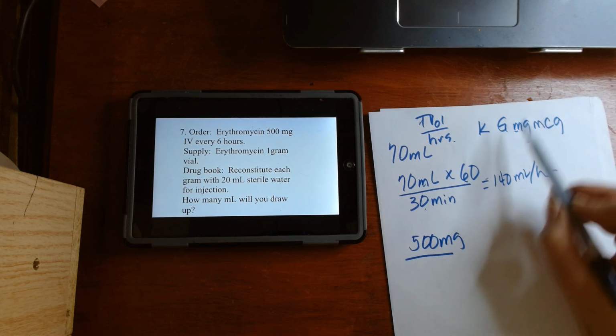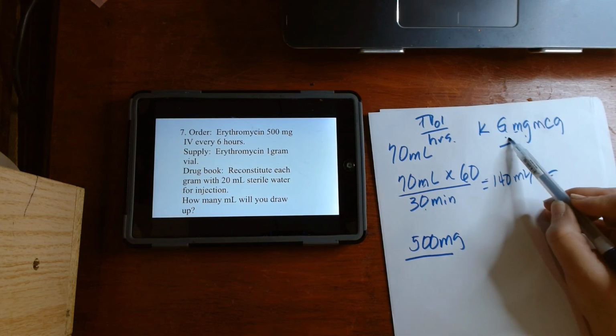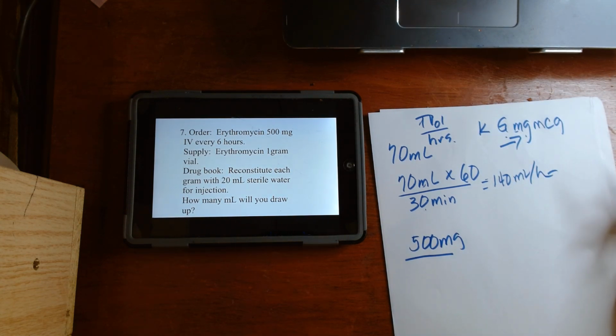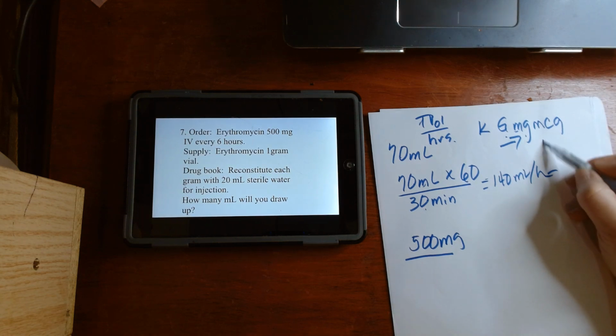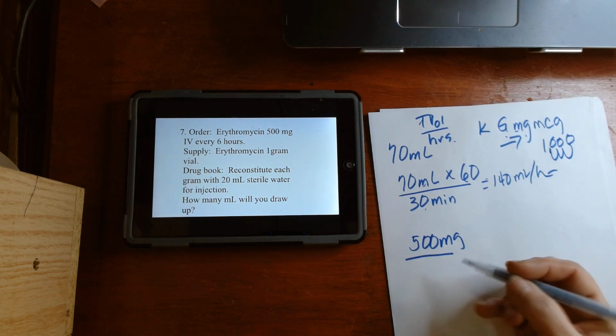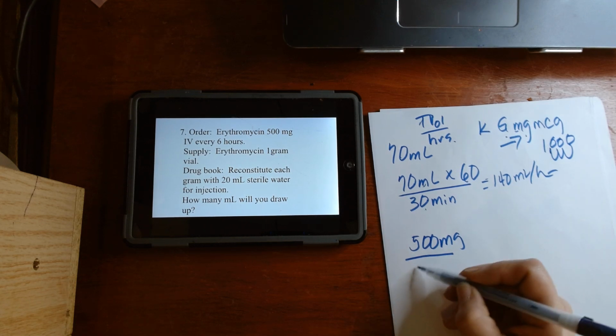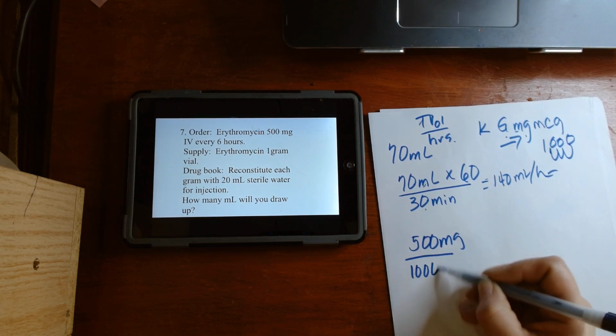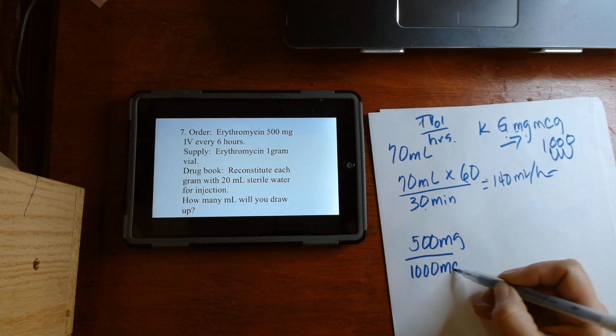If I'm going from grams to milligrams, I have to move that decimal that way. This is 1 gram. The decimal is understood to be behind the 1. We're going to go 1, 2, 3. And it's 1,000. That's for those of you who are new here, learning this math.